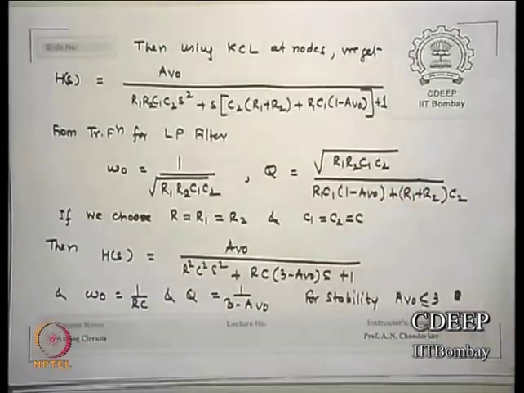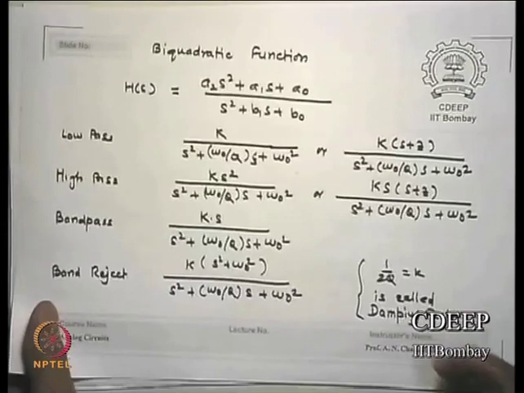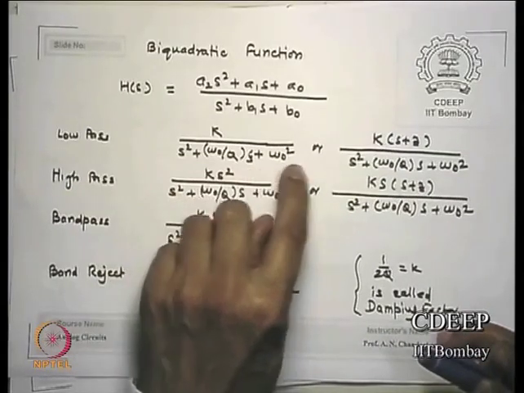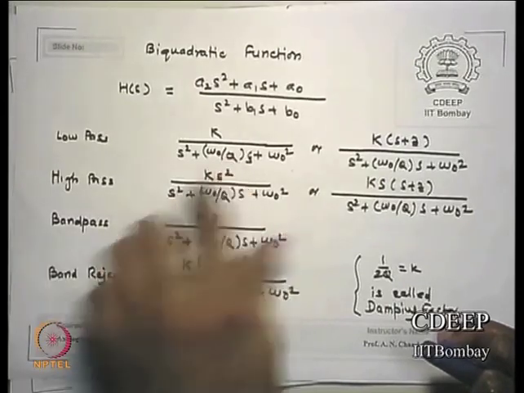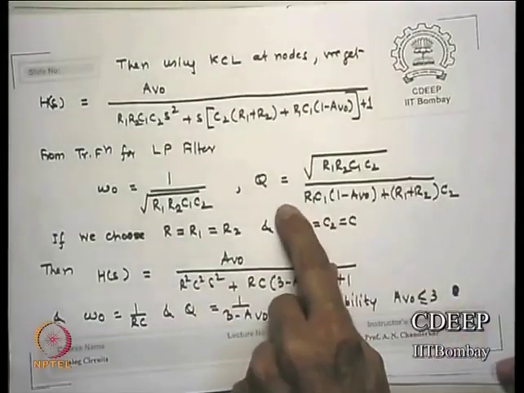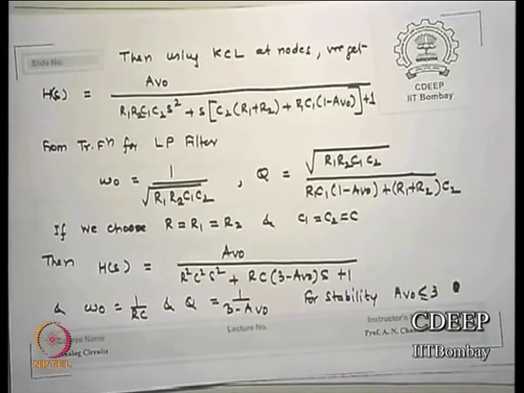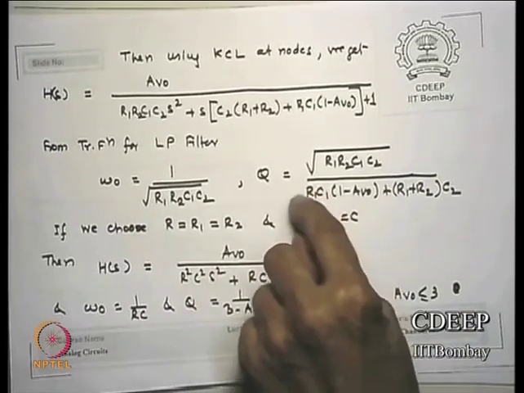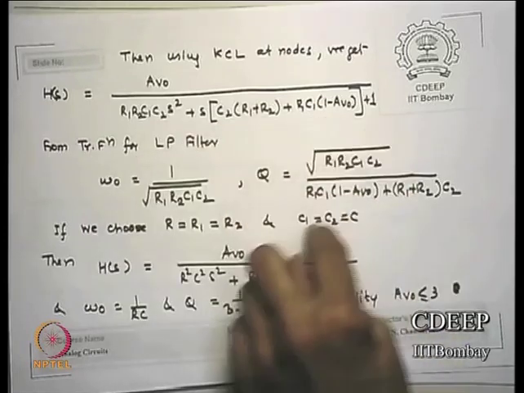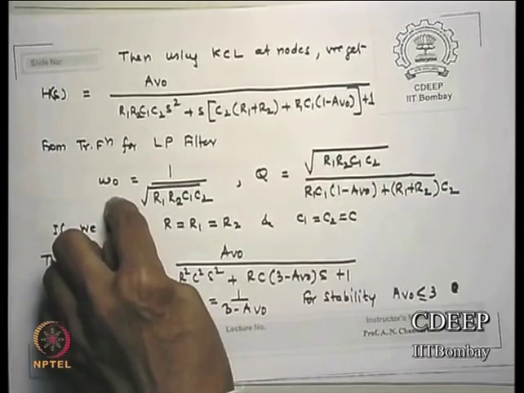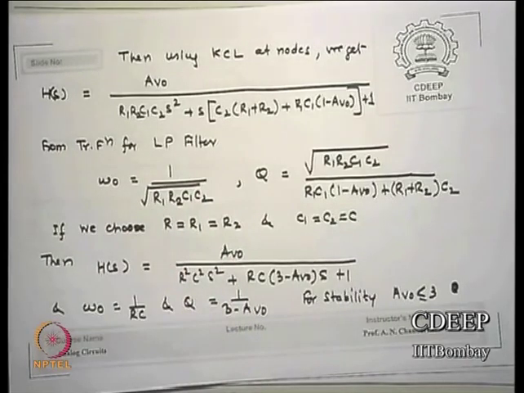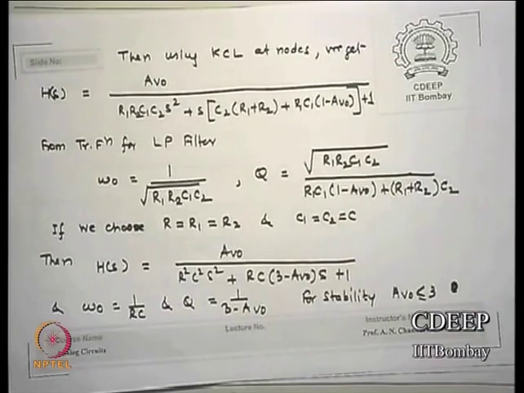Now look at what this is. Why am I doing this? Please look at my transfer function for low pass: S square plus omega 0 by Q into S plus omega 0 square. We needed this transfer function in the biquad. If I create Q equal to this and omega 0 equal to this, then I am actually doing a biquad. Is that clear? If I choose my Q, which is the square root of R1 R2 C1 C2 divided by this R1 C1 minus this this, and I choose my omega 0 as 1 upon the square root of R1 R2 C1 C2, then I am essentially converting this function into S square plus omega 0 by Q S plus omega 0 square, which is my biquad transfer function for low pass.